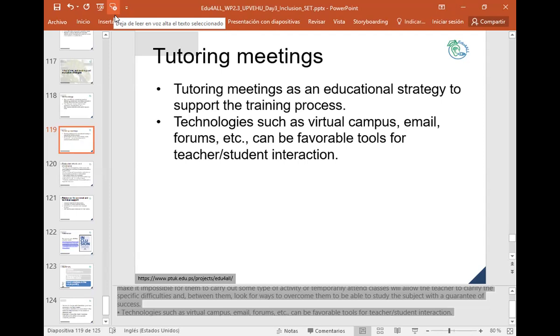Technologies such as virtual campus, email, forums, etc. Well, this is the same as in the previous conditions.